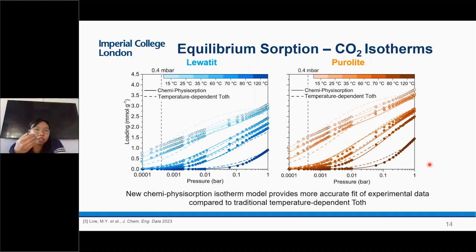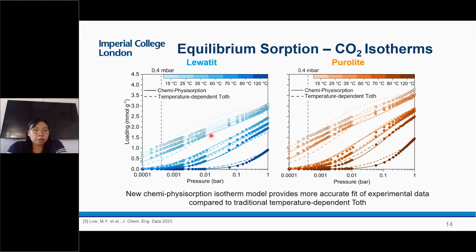Right. So now to actually implement all this isotherm information into your process models, they need to be accurately represented with isotherm equations. From the literature, Lewatit has always been represented with the temperature-dependent Toth isotherm model, which we've shown here in the dashed lines in both graphs. But as you can see, it doesn't really represent our data well, especially at the lower temperatures.